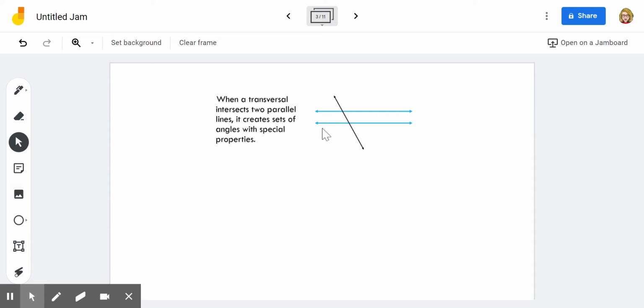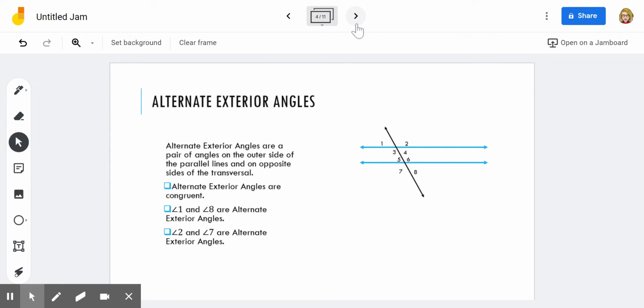Okay, so when a transversal intersects two parallel lines, it creates angles with some special properties, like I said before. And the first angle that we're going to discuss is called alternate exterior angles. Alternate exterior angles are a pair of angles that are on the outside of parallel lines and on the opposite side of the transversal. So for a first example, they have to be on the outside of your parallel lines and on the opposite side of the transversal.